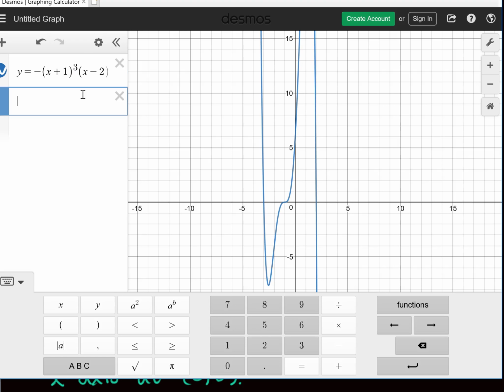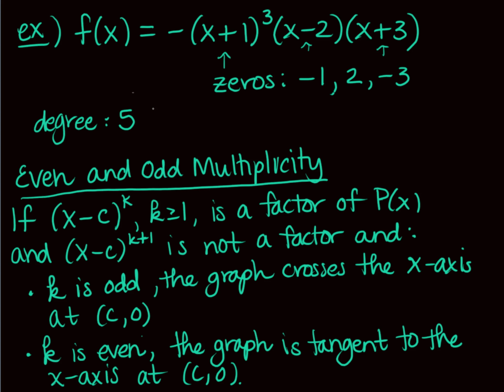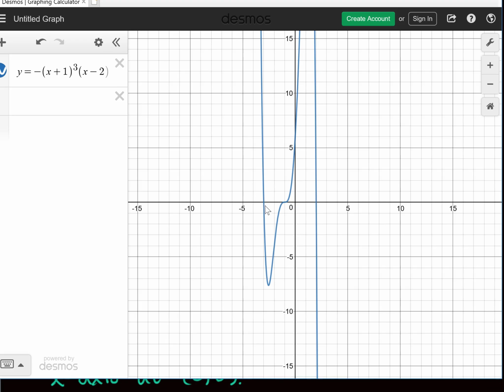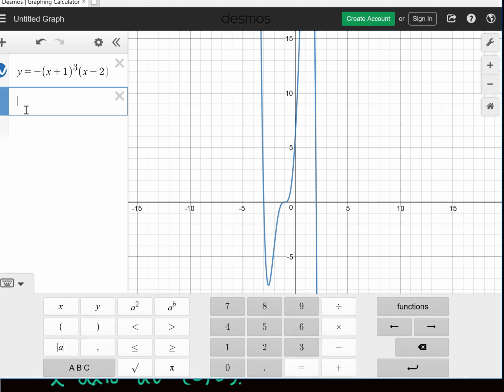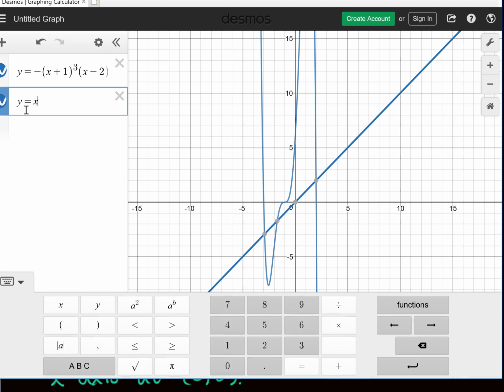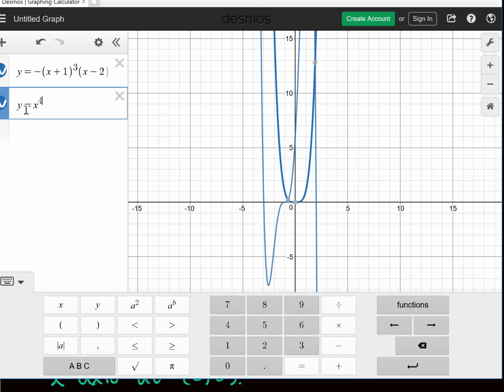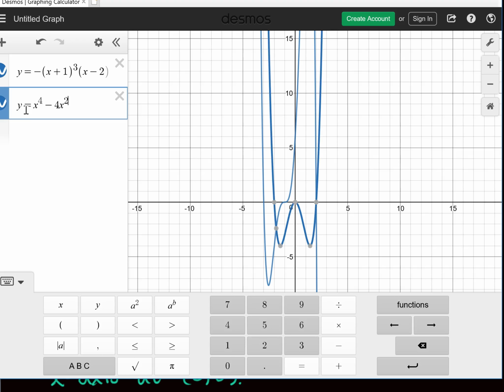And if you notice with all of these zeros, just like in our definition here, the graph crosses the x-axis. It comes through, it crosses right here at negative 3, crosses at negative 1, and it crosses at 3. Whereas when we had this graph before, x to the 4th minus 4x squared.